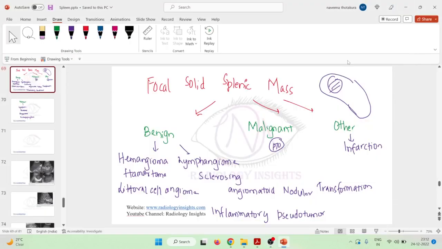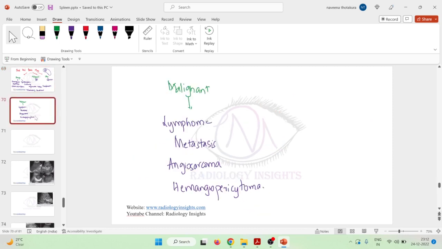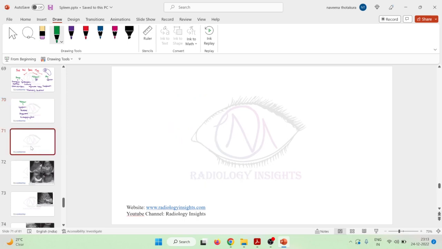Hello friends, let us now learn some important points about the focal solid splenic mass. In that, first we will see the malignant focal splenic solid masses. Malignant focal splenic solid masses include lymphomas, metastasis, angiosarcoma and hemangiopericytoma. First we will learn some important points about lymphomas.